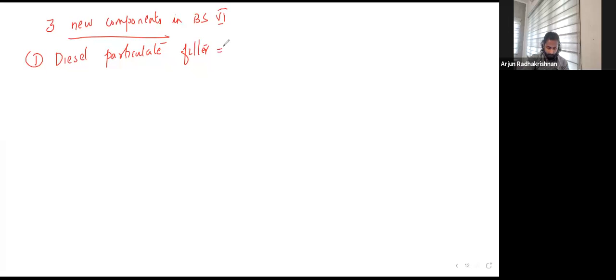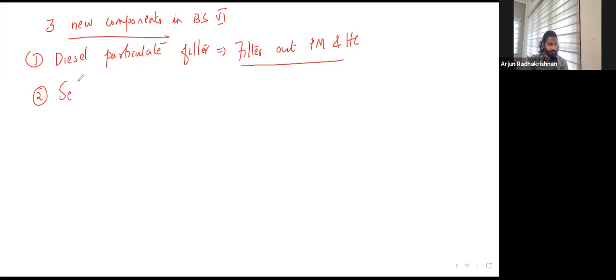The diesel particulate filter filters out particulate matter and hydrocarbon.